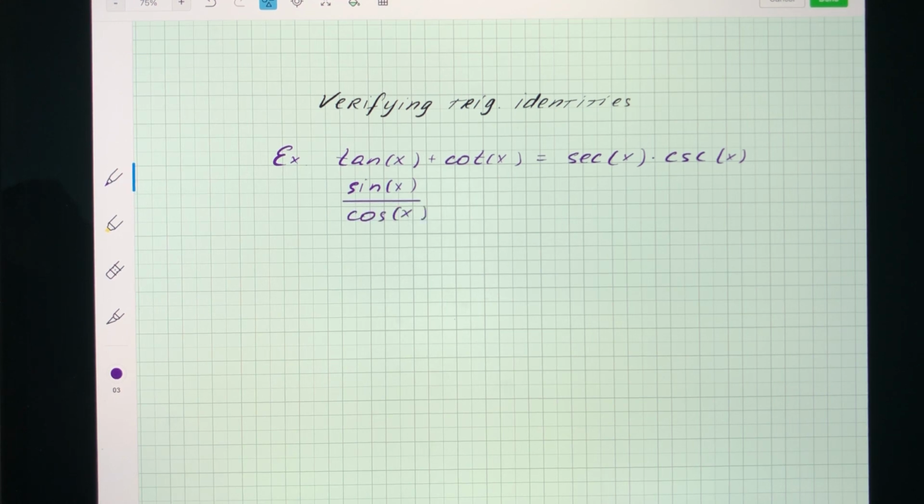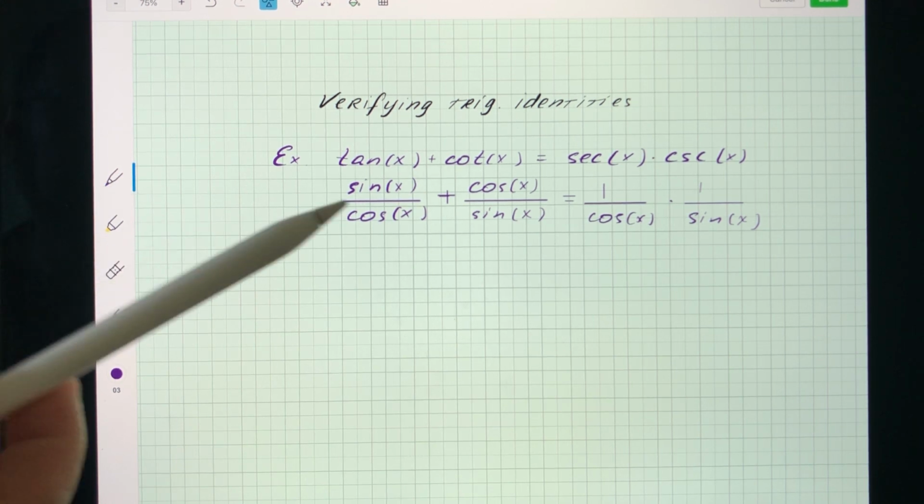The cotangent is reciprocal, is the flip of tangent. So we would get sine divided by cosine plus cosine divided by sine. On the right side, we have secant, which is 1 divided by cosine, and cosecant is 1 divided by sine. Now at this point, we see that on the right side, on the bottom we have sine times cosine, on the left side we have sine plus cosine.